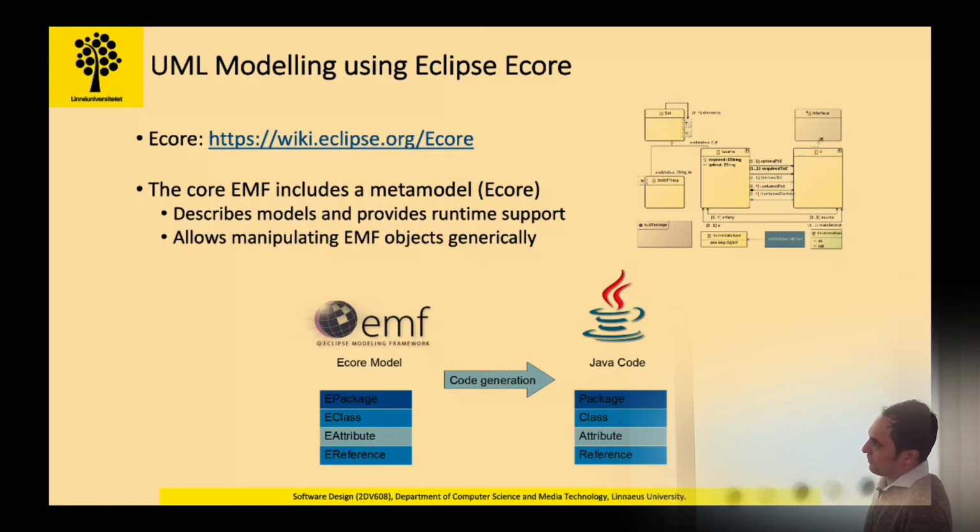The benefit of having Ecore is that it has all the corresponding representations of Java members. For example, for a Java package, it has an EPackage. For a Java class, it has EClass. For attributes, it has EAttribute. And for the references between classes, it has EReference. So whatever you design will be automatically translated or mapped to Java technology, and in that way your code generation becomes very easy and straightforward.